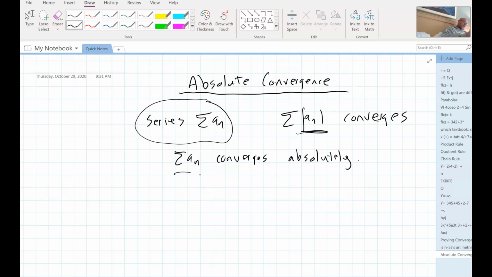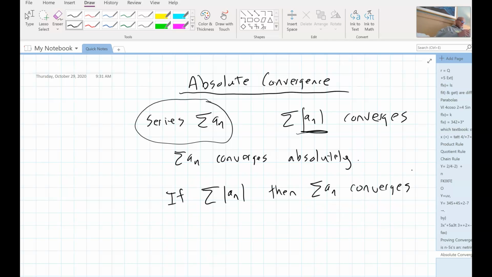Now, the reason why we care about that is there's a theorem that says that if you can show absolute convergence, it implies regular convergence. So in other words, if this series converges, then this series converges. So that's the theorem that says absolute convergence implies convergence.